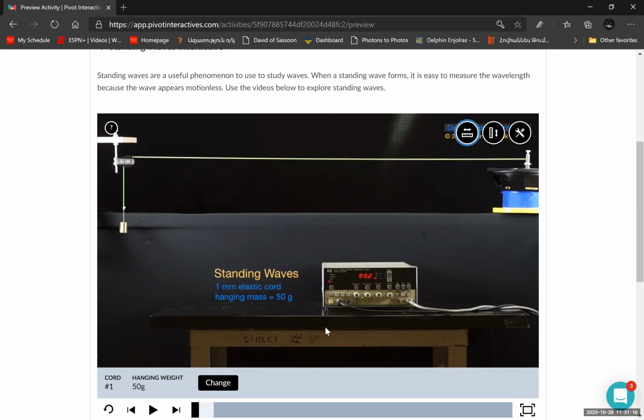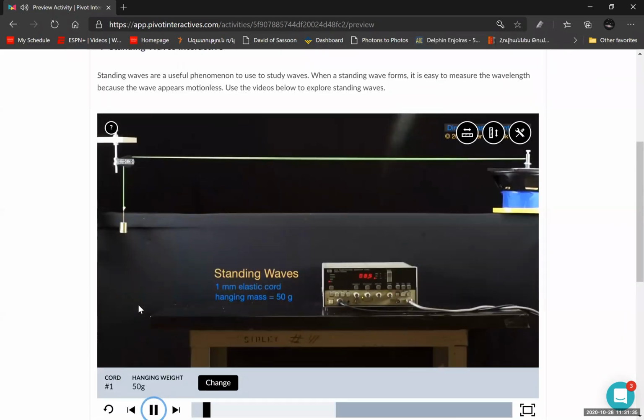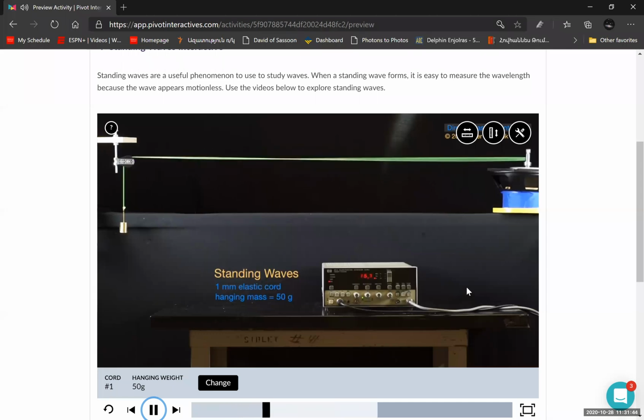Now the experiment goes like this. The string is connected to an oscillator. Right now what you see is basically no movement, because the oscillator is off. Once we turn on the oscillator, frequency increases, and as frequency increases, you start generating standing waves. With increasing frequency, you get more segments and the wavelength changes. You can see right now the wavelength changes because you have more segments.